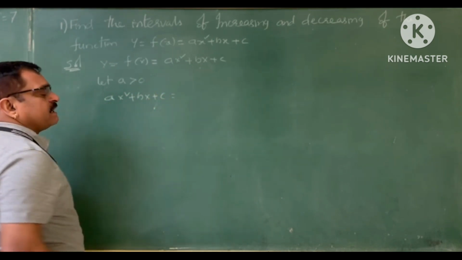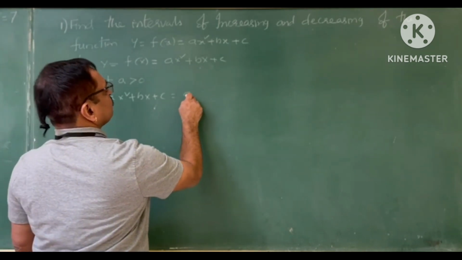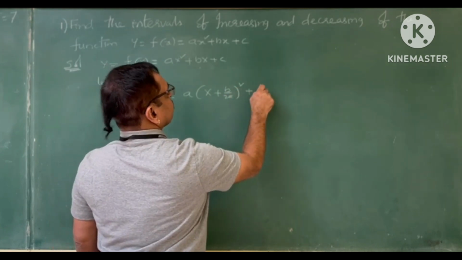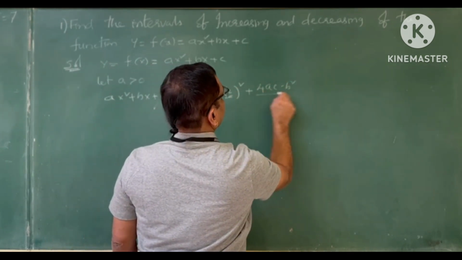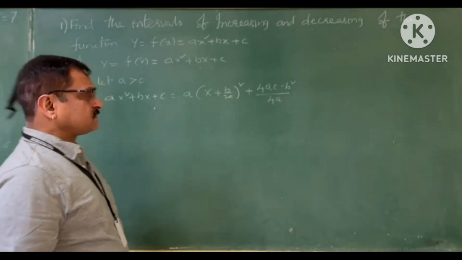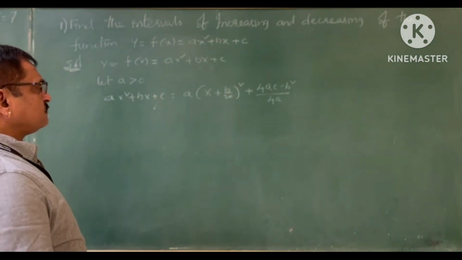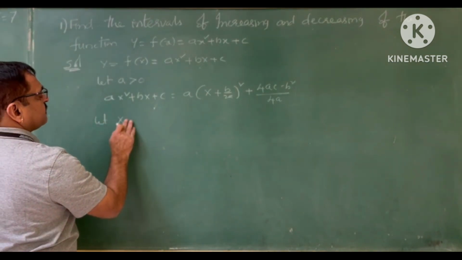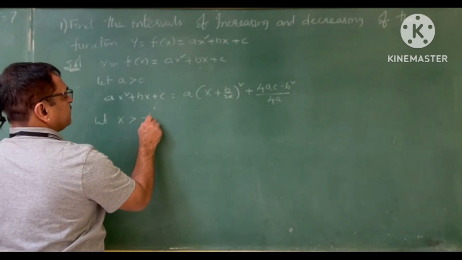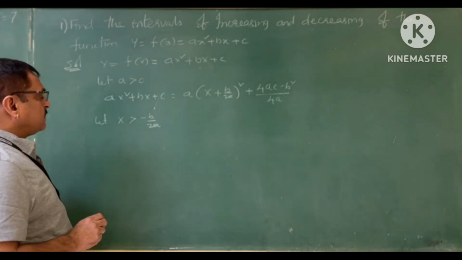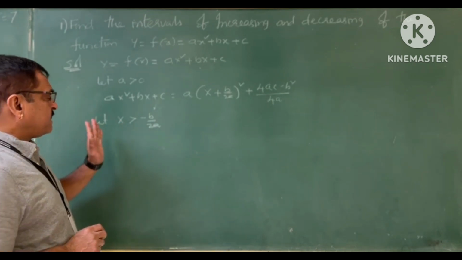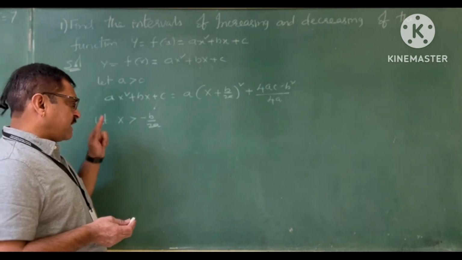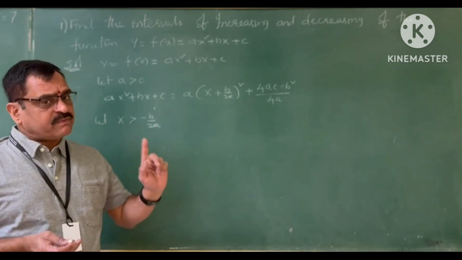You know from elementary algebra how to convert this into a perfect square: a times (x plus b by 2a) whole square plus (4ac minus b square) by 4a. So my function is this. Now let x2 be more than x1, my x2 is x and my x1 is minus b by 2a.